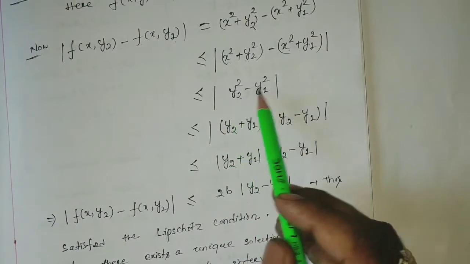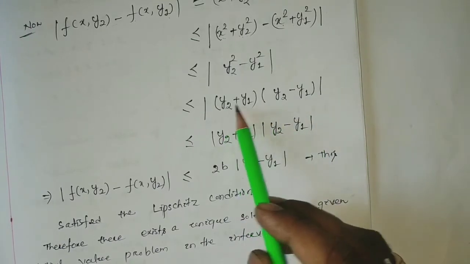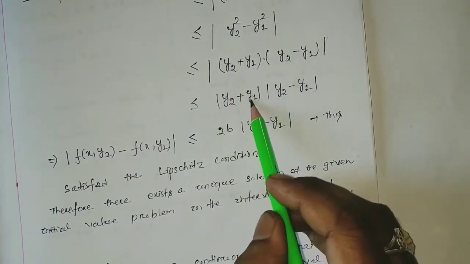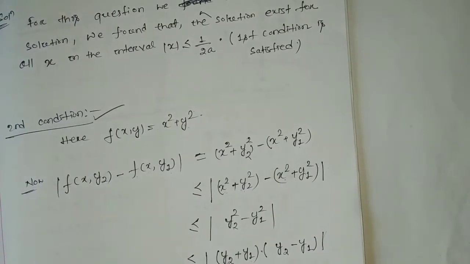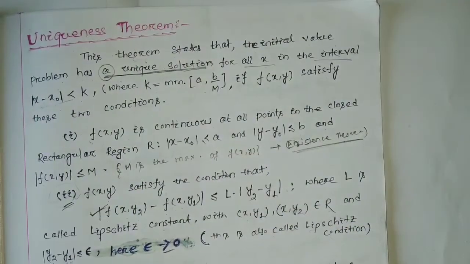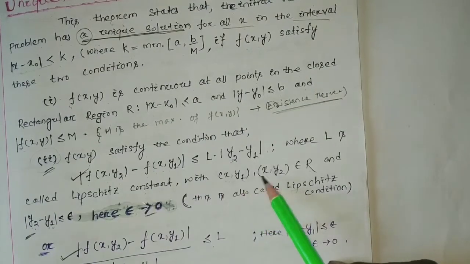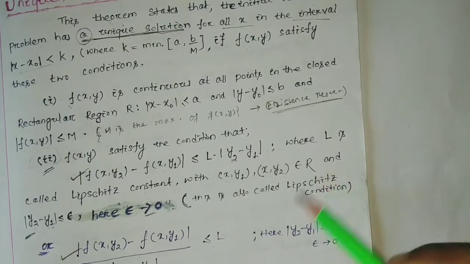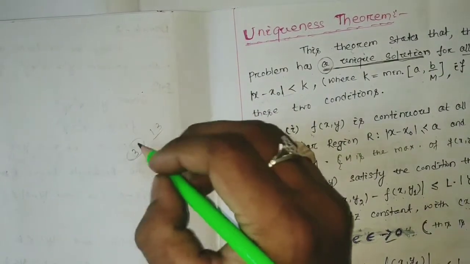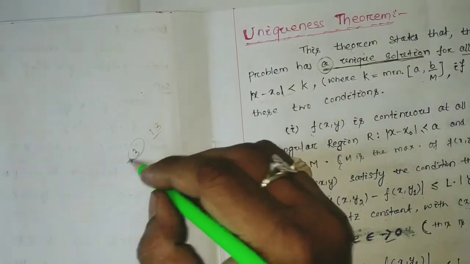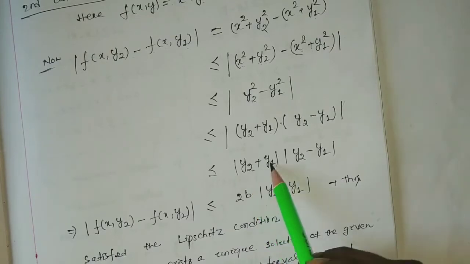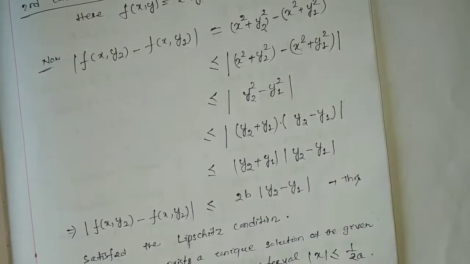Here this is of the form a square minus b square, so we can write it in the a plus b into a minus b format: mod of y2 plus y1 into y2 minus y1. Here you can see y2 and y1 both are real values, right? As I told, y1 and y2 both are real values, which may be fractions or integers. Suppose it may be 3 or 1.3, some real value, or maybe negative. If they are real values and I add these two, it will give some value, right?